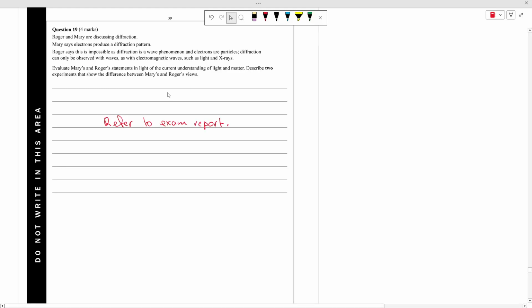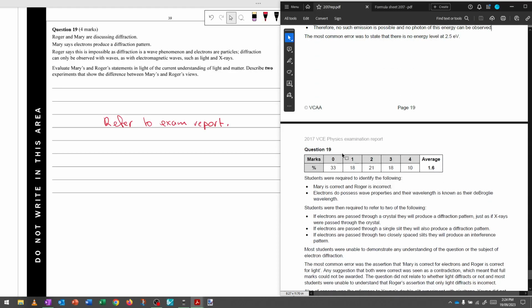Okay, we'll talk about it quickly and then we're done. So, well, Mary is right. We know this now because we've seen in our notes that electrons do produce diffraction patterns that depend on their momentums and their de Broglie wavelengths. Roger is wrong because it's not impossible. So Roger's wrong, Mary is right. Why are they right? And can we describe 2 experiments that show that?